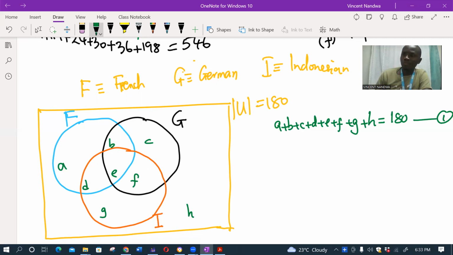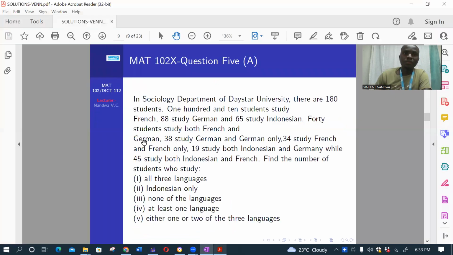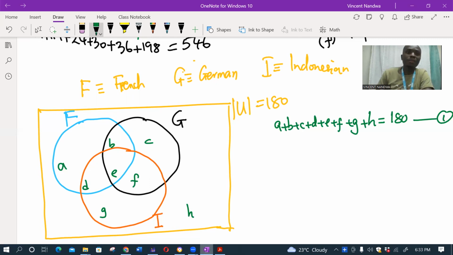Equation 2: let's see those who study French. From the information, we've been told that 110 students study French. So when we add everything in this blue circle, A plus B plus D plus E, the answer must always be 110. So call this one equation 2.